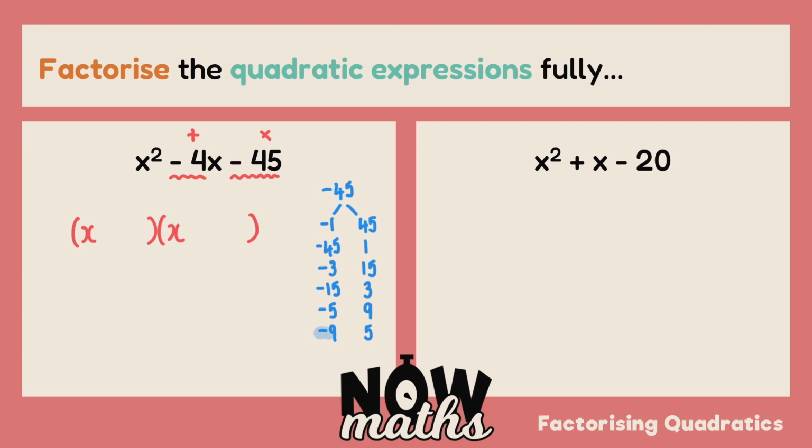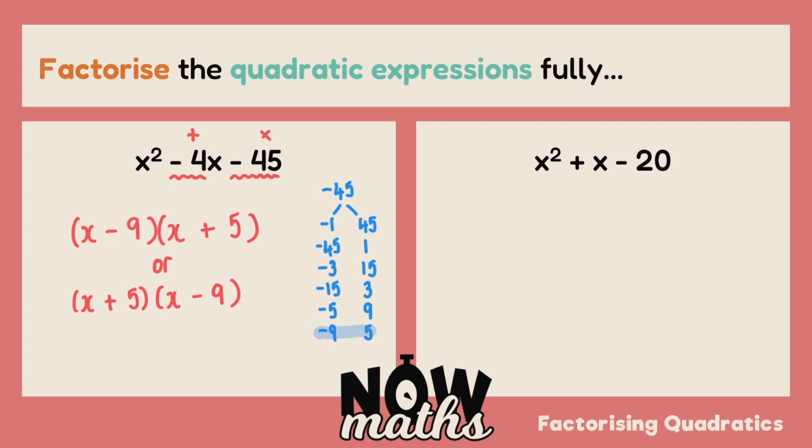So the final pair is going to be the pair which add to give negative 4. And this time in our double brackets, we're going to have negative 9 in one and positive 5 in the other. So our fully factorised quadratic is x subtract 9 in one bracket and x add 5 in the other. And similar to the previous questions, these brackets can be written in either order. So the x plus 5 could go first, followed by the x subtract 9 second. And both of these answers are correct.